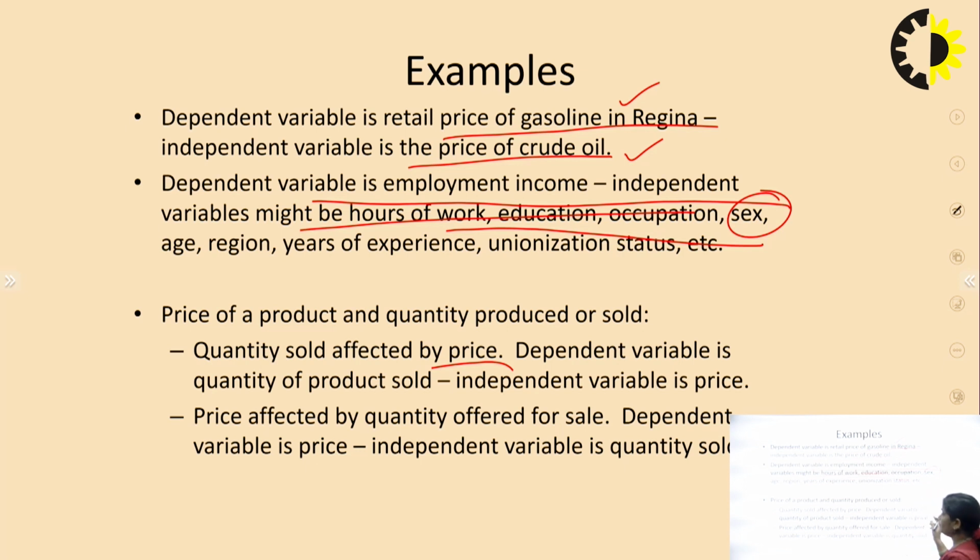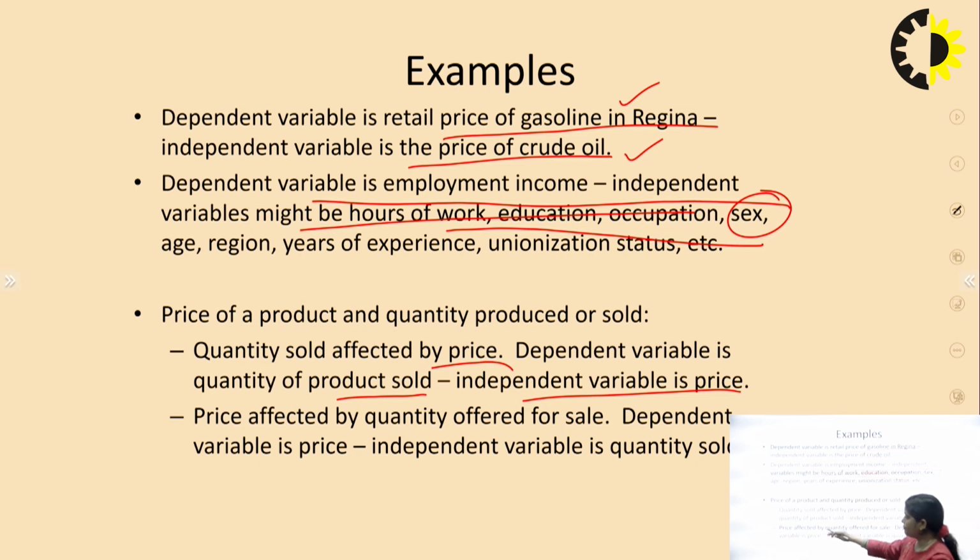So the dependent variable is the quantity of the product sold and the independent variable is price. It means that based on the price, the quantity of the product is going to be sold.